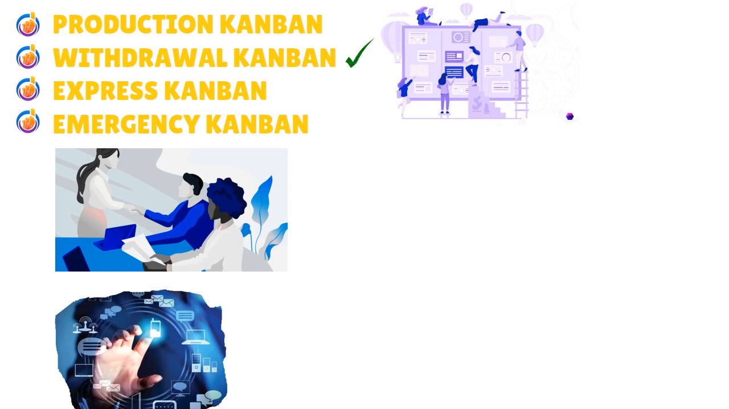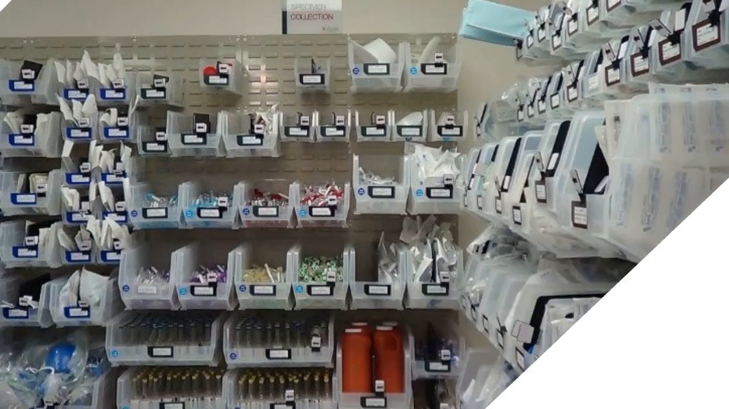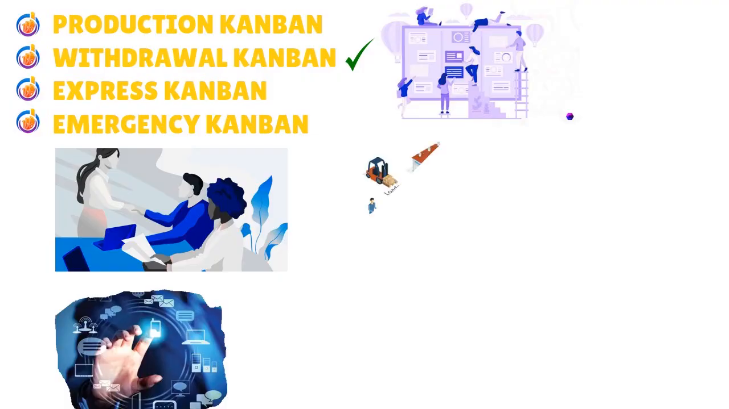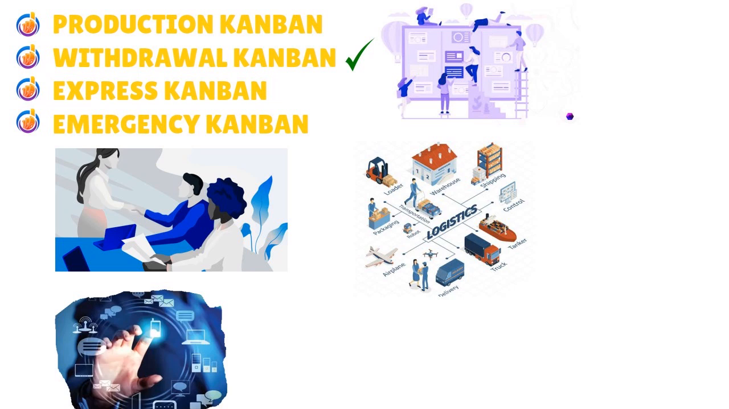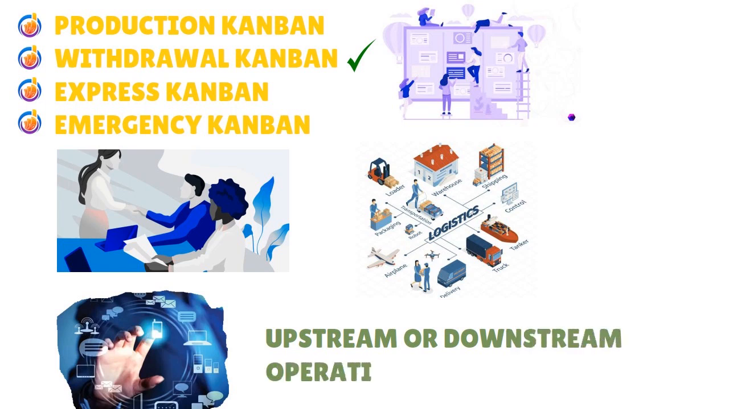You also have withdrawal Kanban. A withdrawal Kanban card is a visual cue that prompts movement of parts to downstream processes to replenish inventory items. When done properly, it can really help you streamline your logistics, streamline your supply chain, and reduce the burden when it comes to upstream or downstream operations.